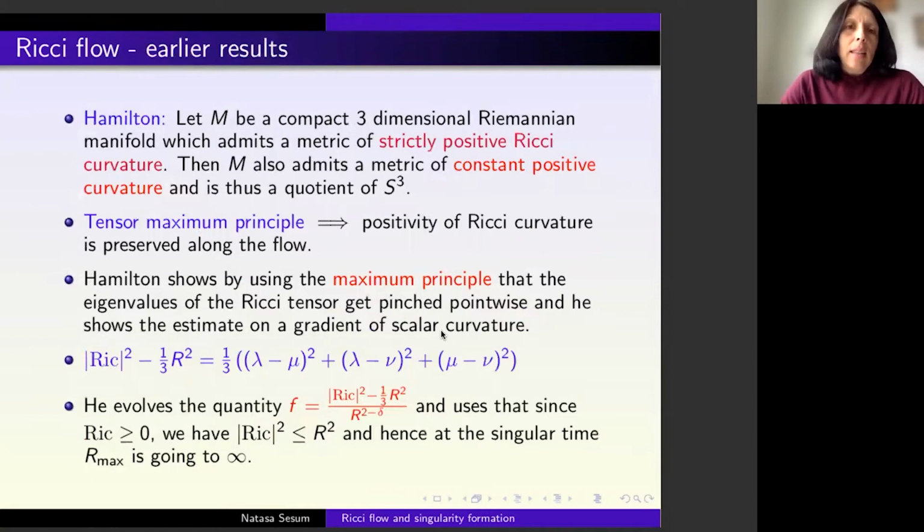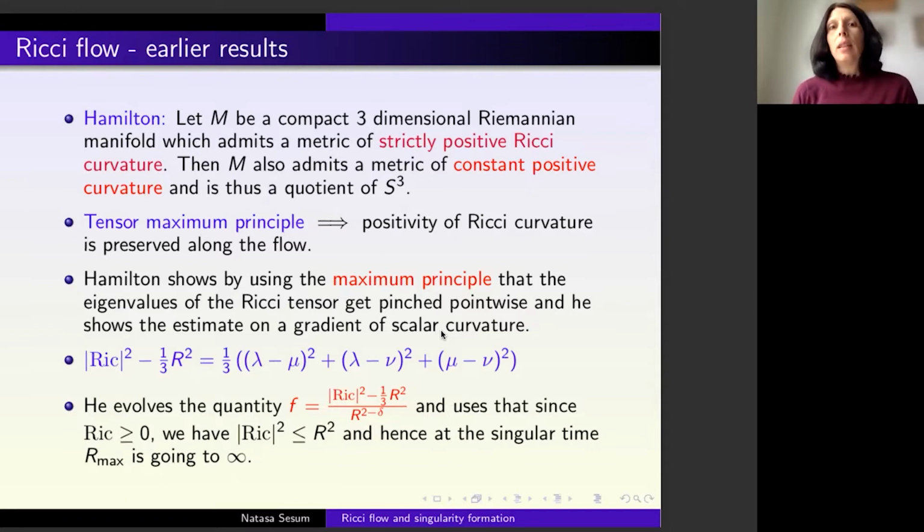Okay, so as I said, Hamilton introduced this flow in the 80s, where he dealt with compact three-dimensional Riemannian manifolds. And he considered there a manifold which has strictly positive Ricci curvature. And what he proved in that paper is the following. So he started running the Ricci flow on that manifold, starting with that metric with the strictly positive Ricci curvature. And by using the flow, he managed to prove that the manifold also admits a metric of constant positive curvature and hence is a quotient of S^3.